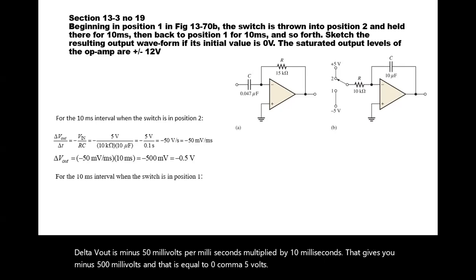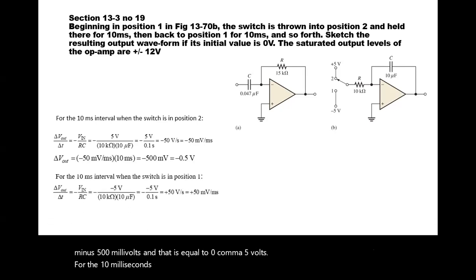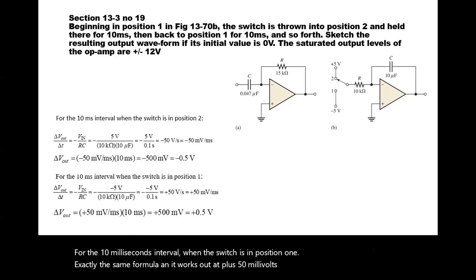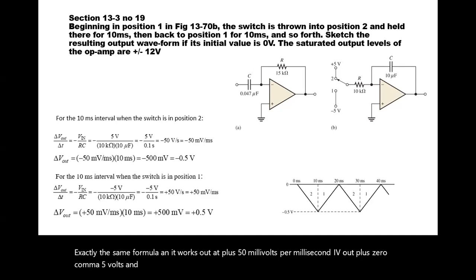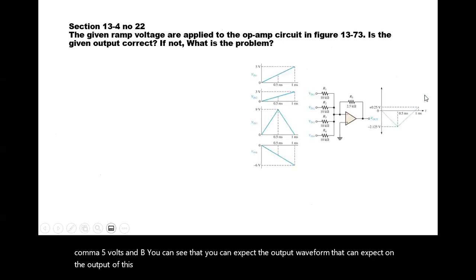For the 10 millisecond interval when the switch is in position 1, exactly the same formula applies. It works out at plus 50 millivolts per millisecond, so V out changes by plus 0.5 volts. And there you can see the output waveform you can expect on the output of this particular integrated circuit.